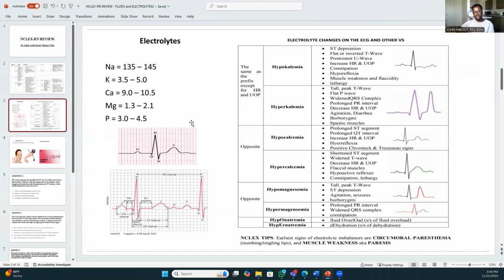Now, you have to know these values. In the present NCLEX, you don't need to memorize the values because when they give case study questions, they give the values there. But in single questions, they will not give the values if they want to test your knowledge on lab values. So in other words, I will encourage you to know the values. Okay, sodium is 135 to 145, potassium is 3.5 to 5.0, calcium is 9.0 to 10.5, magnesium 1.3 to 2.1, phosphorus is 3.0 to 4.5.